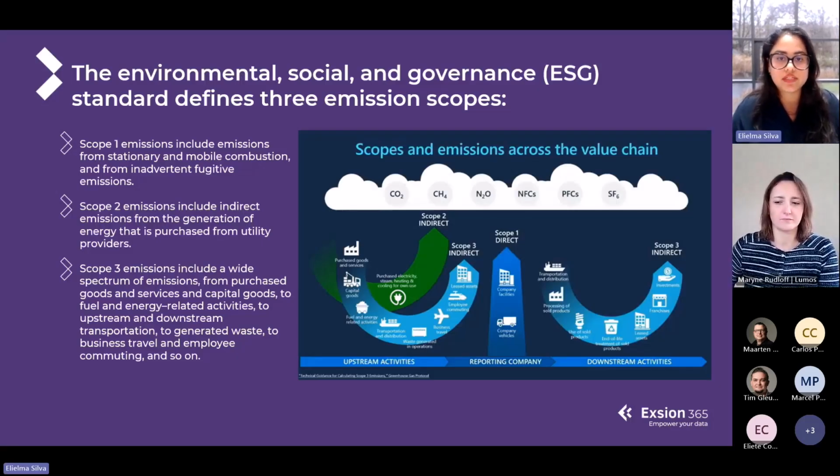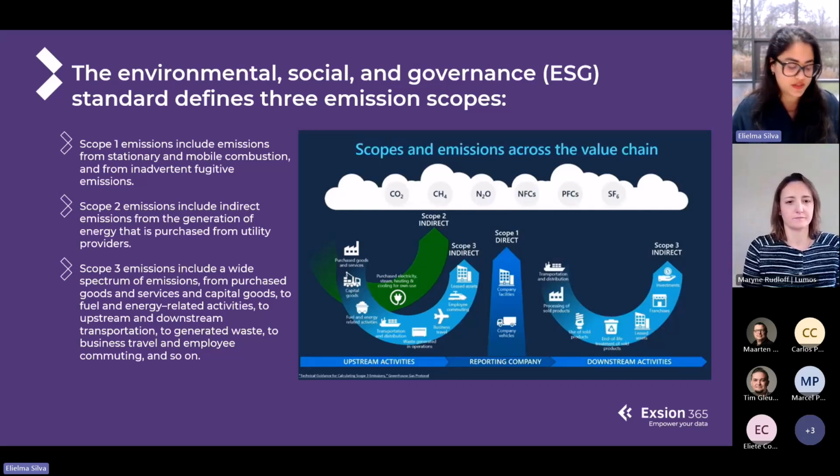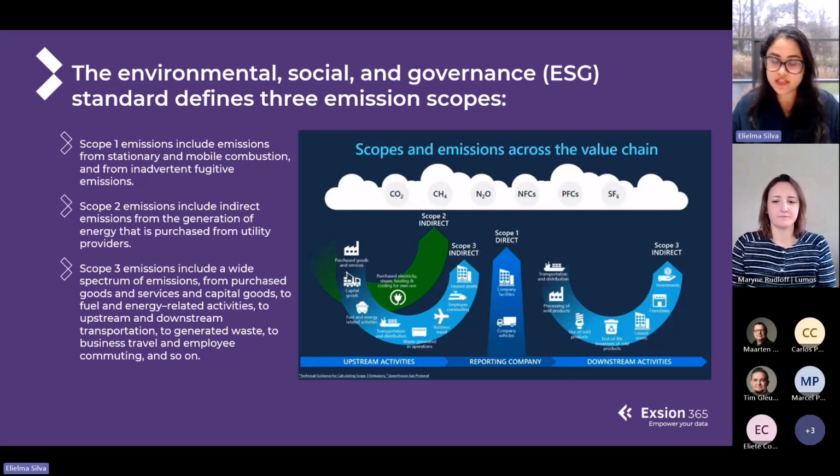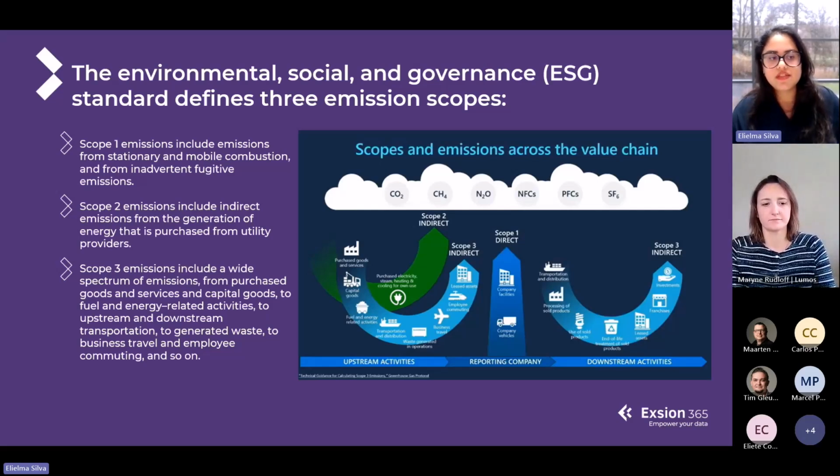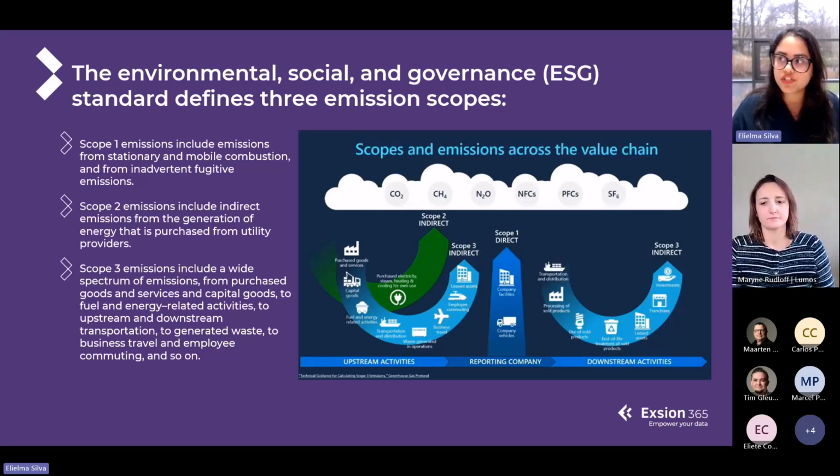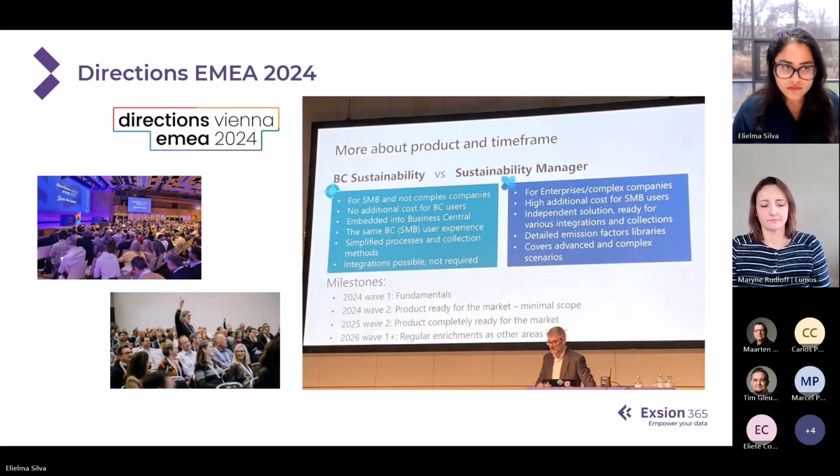So what you can see now is that we have three types of scopes. And Microsoft has implemented this already in the sustainability module. And we can see three types of gases, which are carbon dioxide, methane, and nitrous oxide. And these are available only for the purchase invoices.